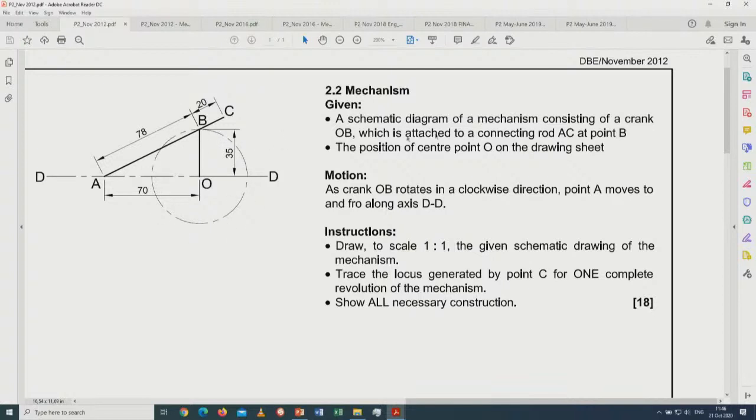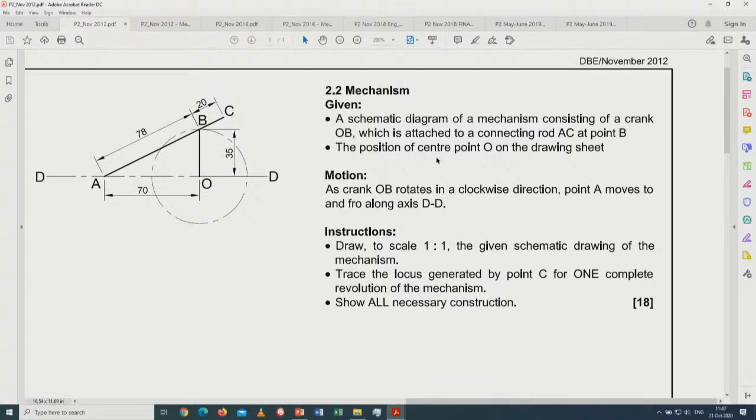It's a wheel AB, which is attached to a connecting rod AC. There's AC over there, and that is going to be sliding all the way to the left and to the right. For the start, I have to take that as 70 millimeters, take that as 78 millimeters, extend it for another 20 millimeters, and then this will rotate, and it's 35 millimeters in radius.